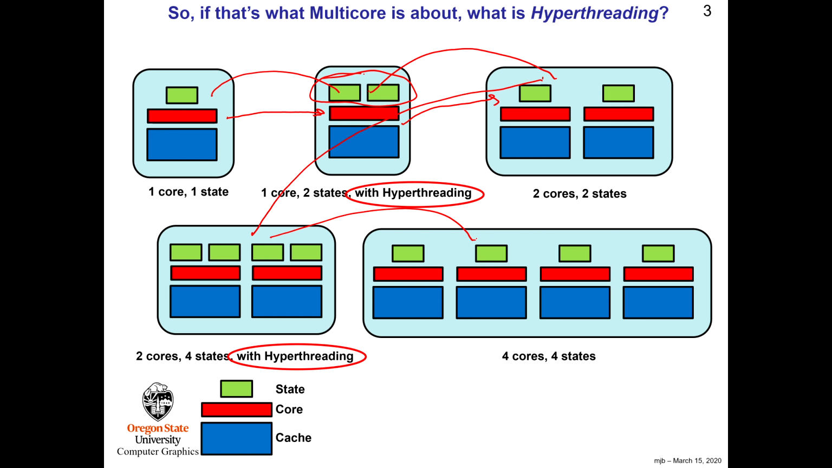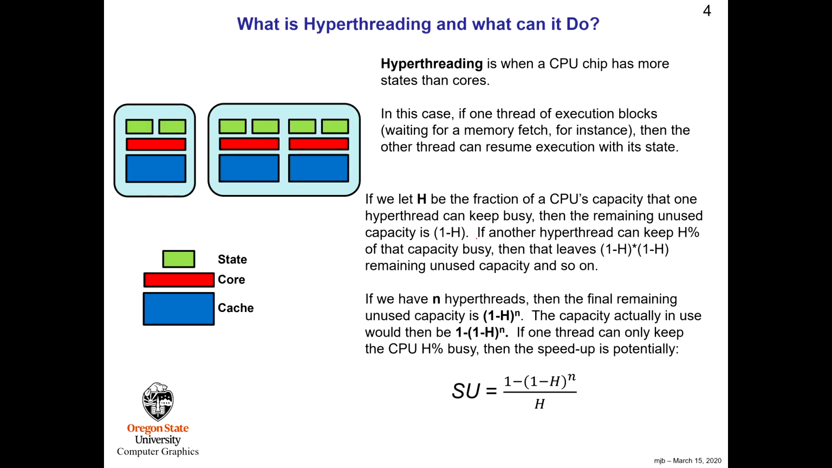What hyperthreading lets you do, if you've got, say, two threads assigned to that core, is that when one thread blocks, the other thread can take over instantly because its state is right there already on the chip. So, this is a good deal.